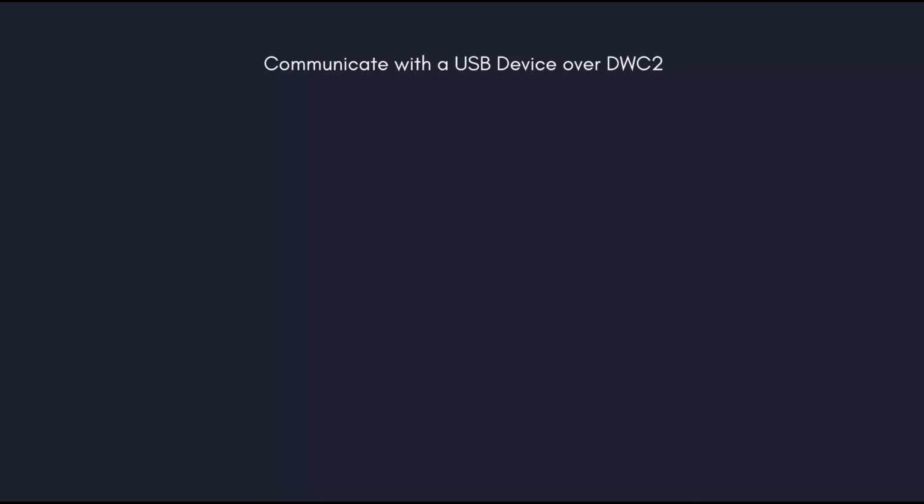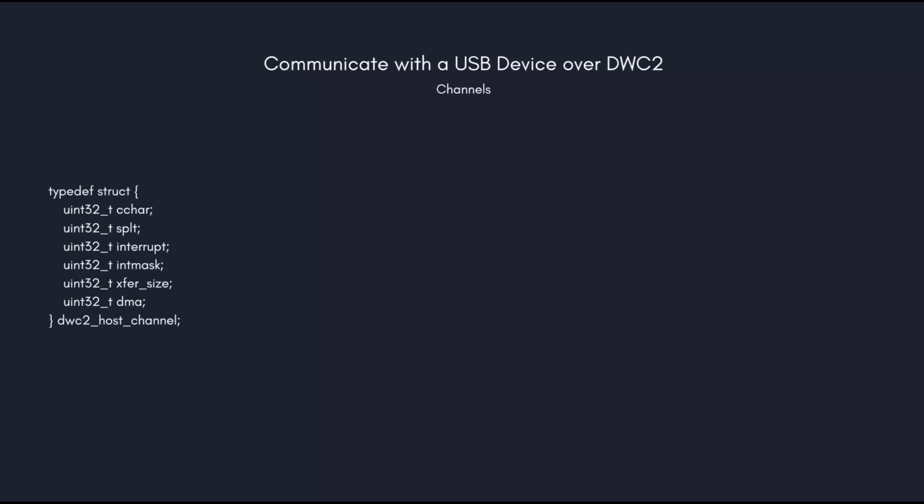And let's talk about how to properly communicate with a USB device over DWC2, because then we will understand how to work with the hub. DWC2 works with channels, whereas XHCI worked with transfer rings. A channel looks like this. It's not a whole lot of information. We have a register called CHAR, or the channel characteristics. This is the register that we're going to be using to know which device we're talking to, which endpoint on that device we're talking to, as well as to send commands to the device, all done using this register.